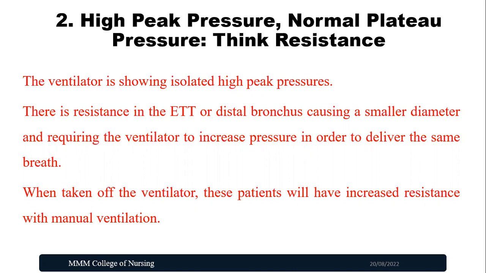If you see this kind of alarm, then think resistance. The ventilator is showing isolated high peak pressures. Then there is resistance in the endotracheal tube or distal bronchus, which may cause a smaller diameter and require the ventilator to increase pressure in order to deliver the same breath. When taken off the ventilator, these patients will have increased resistance with manual ventilation, that is, when we use the ambu bag.